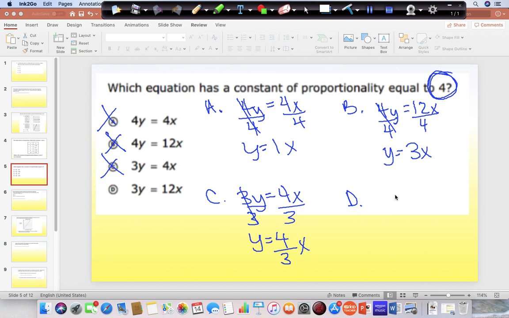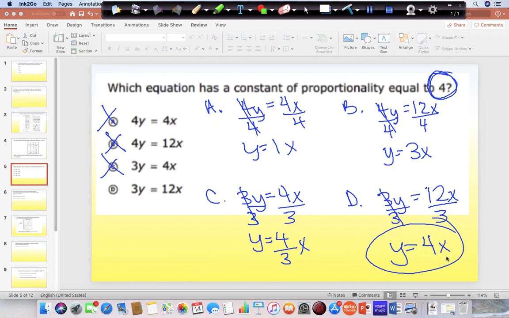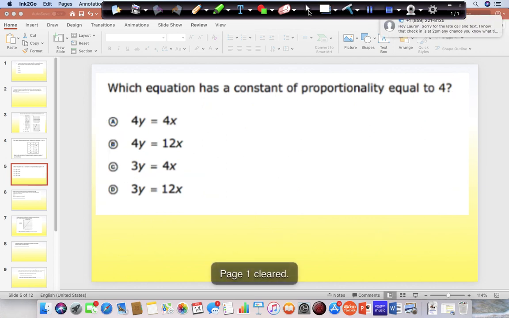So I'm thinking D has got to be correct, but let's do it just to make sure. 3y equals 12x. We want to divide both sides by 3 to get y by itself. 3 divided by 3 is 1, and 1 times y is y. And 12 divided by 3 is 4. So 4 times x. Now our coefficient in front of x is 4. So for this problem, it is correct. Our answer choice is D. Okay.